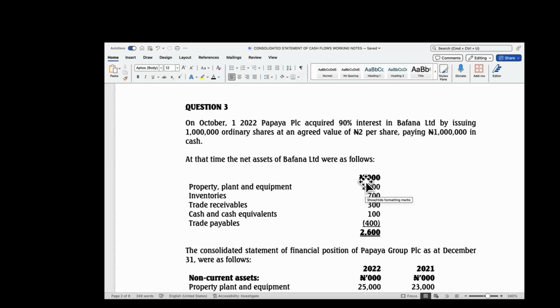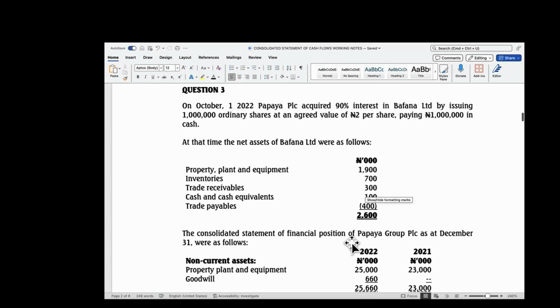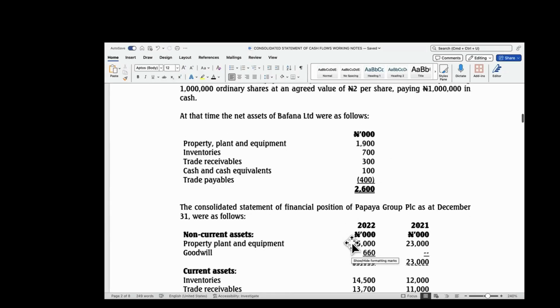The net asset at that time is 2.6 million. So 10% of 2.6 million is 260,000. If I add 260,000 to 2 million, that's 2,260,000, minus net asset acquired. But that will not give us 660 now.